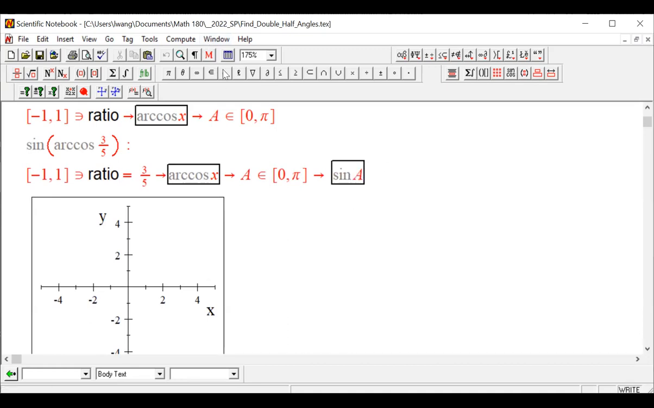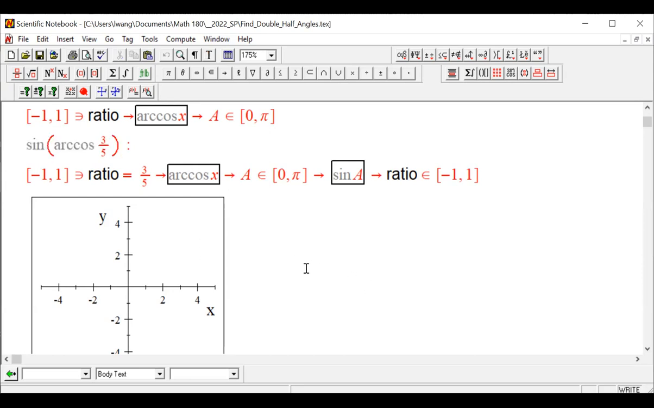Okay, and then finally it produces a ratio. So our final answer is going to be a ratio, and this ratio is going to be between -1 and +1. So we can anticipate our answer is going to be between -1 and +1. Okay, so this is what this expression describes.